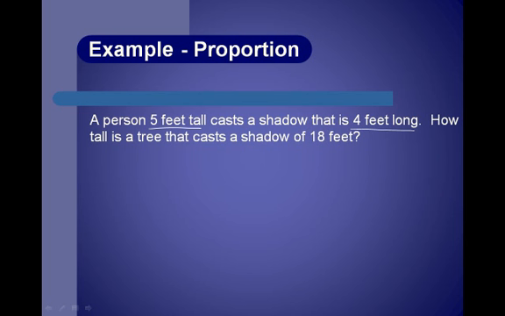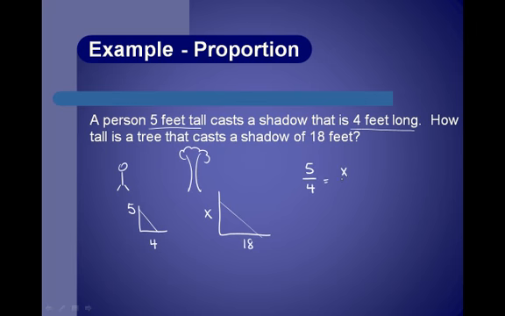So when we set up our ratio, we've got our person and then we've got our tree. Our person is 5 foot tall and the shadow is 4 foot long. Then we've got a tree that we don't know how tall is and a shadow of 18 feet. Notice these are two similar triangles, and similar triangles are proportional, and we're trying to find how tall the tree is. So 5 is to 4 as x is to 18. This is the height of the person, the shadow of the person, the height of the tree, and the shadow of the tree. To solve a proportion, you cross multiply.